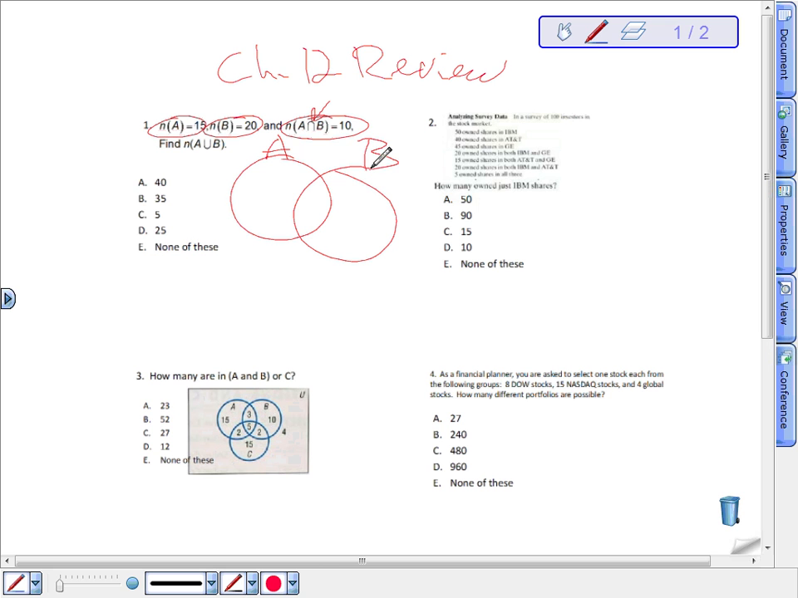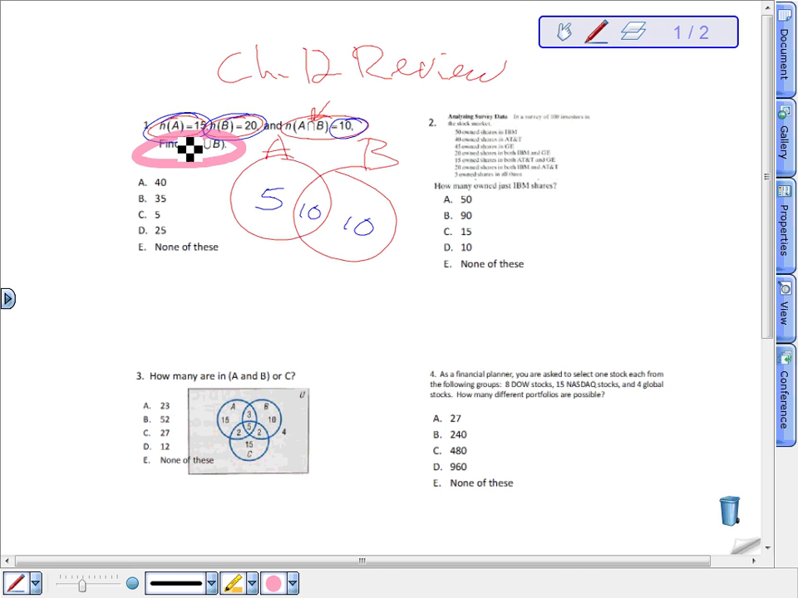First circle A, circle B. We talked about that you should start with the most specific. So the intersection of A and B is 10. And then if we come to B and there's 20 in B, well, there's 10 already in B, so 10 more would give me a total of 20. And if there's 15 in A, we already have 10 in A, so we only need a total of 5 more. So there's a Venn diagram of the situation.